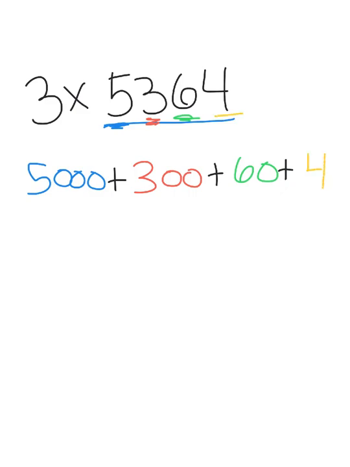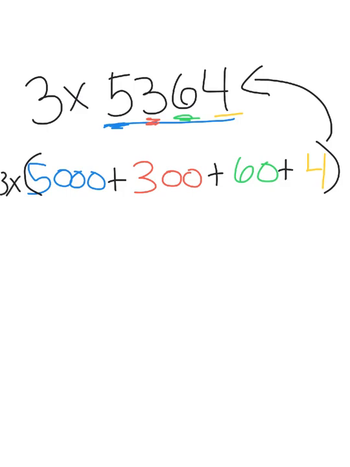Now I'm going to put parentheses around this because this is just saying that 5,000 plus 300 plus 60 plus 4 is the same thing as 5,364. And now we are going to multiply this number times 3.